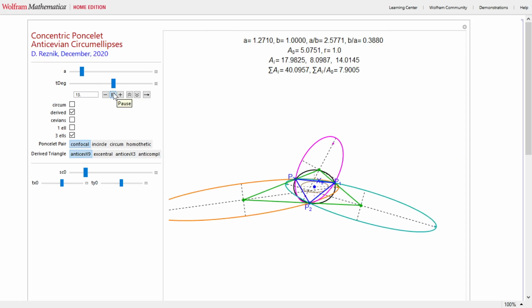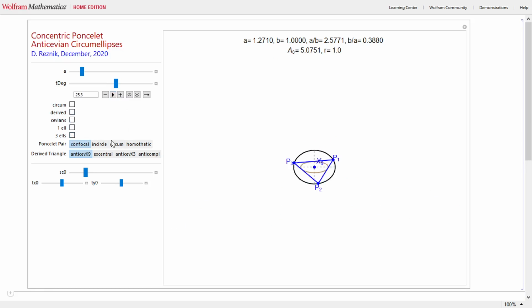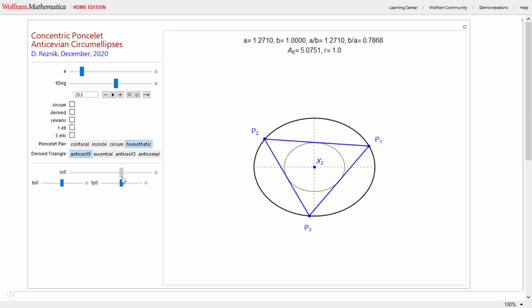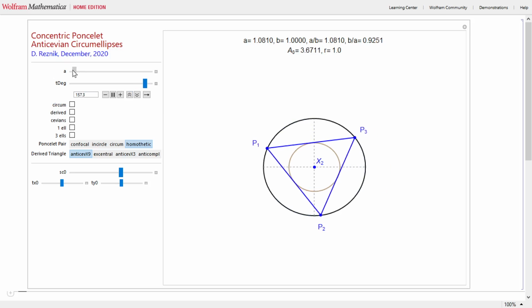There is a fourth example that is neat but more trivial, and that's the homothetic pair. Let's look at the homothetic pair. There it is. Let's scale that up. The homothetic pair is a family of triangles interscribed between two homothetic, axis-aligned, concentric ellipses. It is in a way the affine image of the concentric pair.